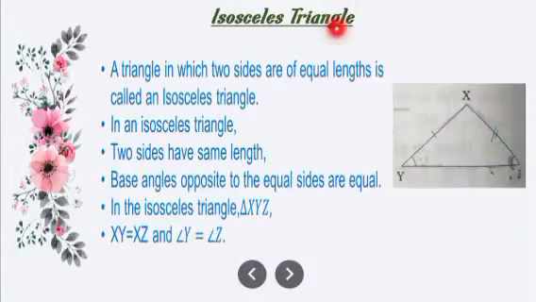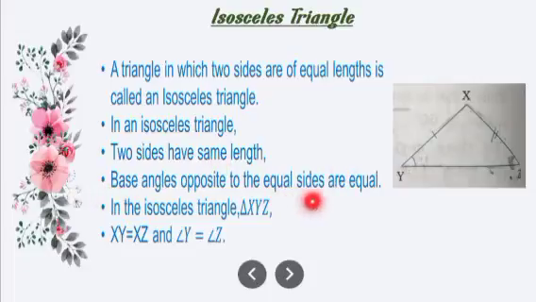Now the other one, the isosceles triangle. What is an isosceles triangle? A triangle in which two sides are of equal length is called an isosceles triangle. In this triangle, two sides are equal and the other side is not equal. In an isosceles triangle, two sides have the same length. For example, consider a triangle where two sides I took as 2 centimeters and 2 centimeters and the other is 3 centimeters. Two sides are equal and the third is not equal, so that is an isosceles triangle.